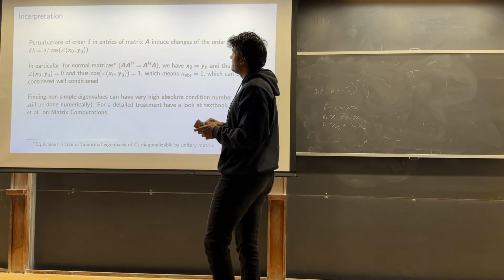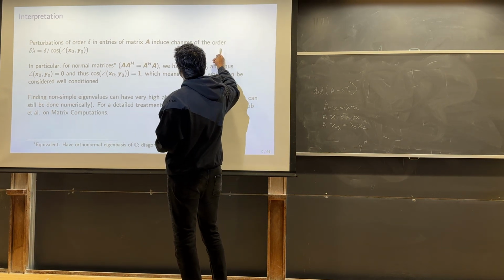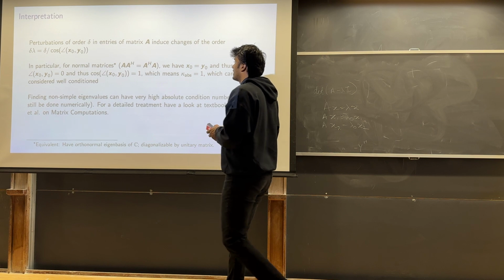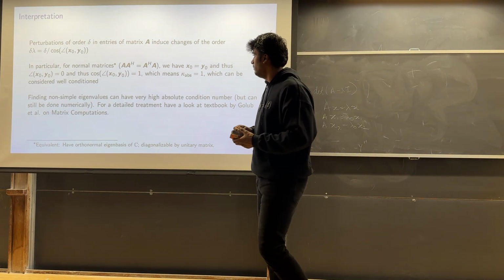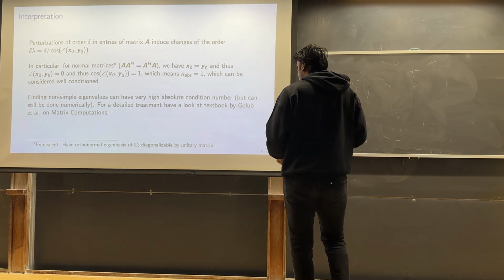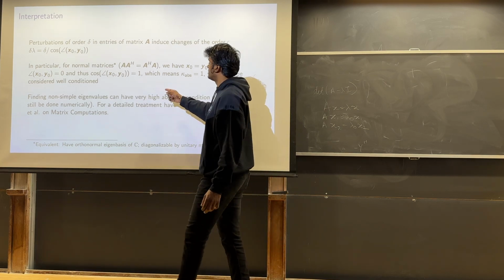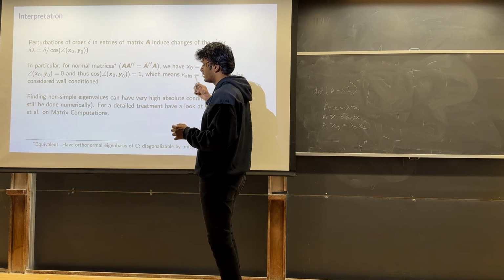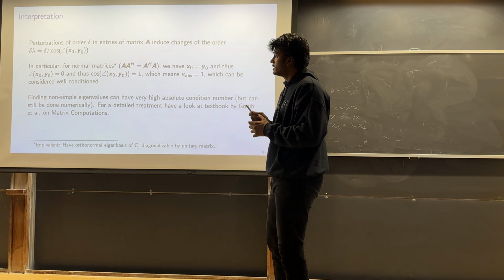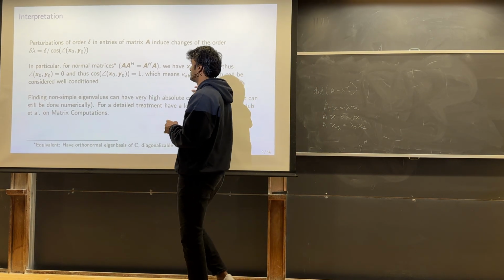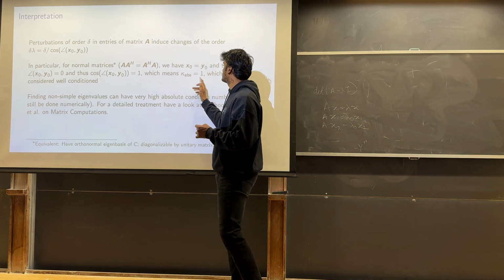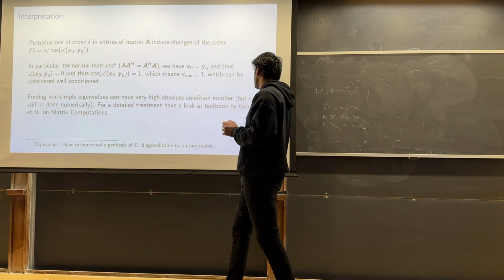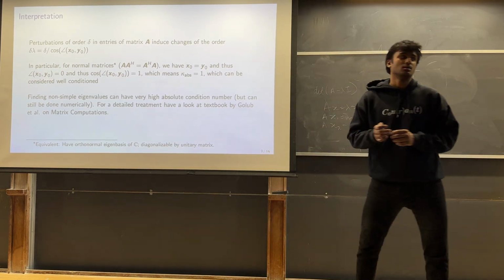So perturbations of order delta in the entries of matrix A induce changes of the order delta, I think this has to be a norm, divided by the cosine of the angle between the two eigenvectors. For normal matrices, Hermitian, I mean this is a normal matrix, x naught and y naught coincide. Therefore the angle between them is 0 and the cosine is 1, so the absolute condition number kappa is 1, which can be considered well conditioned. Finding non-simple eigenvalues can have very high absolute condition number, but can still be done numerically. This is out of syllabus.